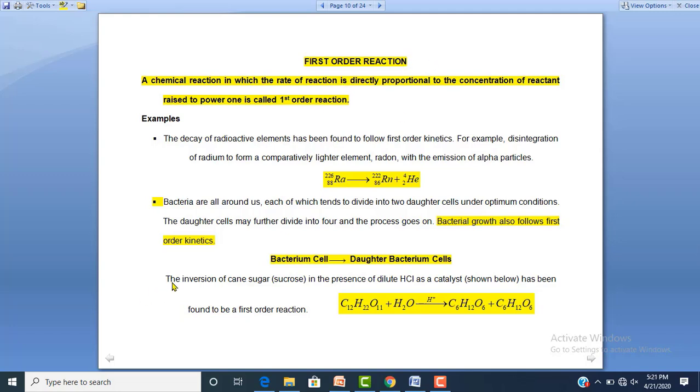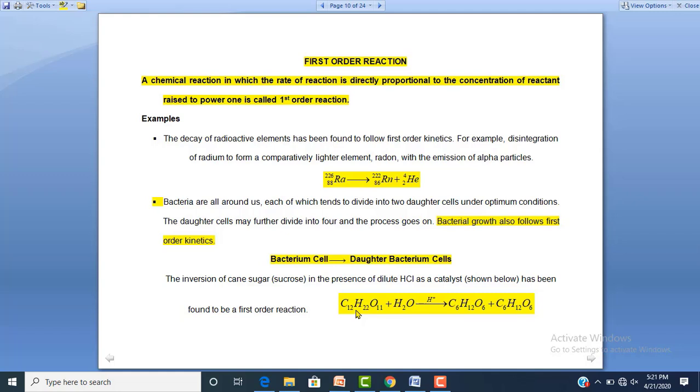A very important reaction is the inversion of cane sugar, sucrose, into glucose and fructose. This reaction takes place when you react sucrose with water in the presence of dilute HCl, then glucose and fructose are produced. This hydrolysis of cane sugar also follows first order reaction.